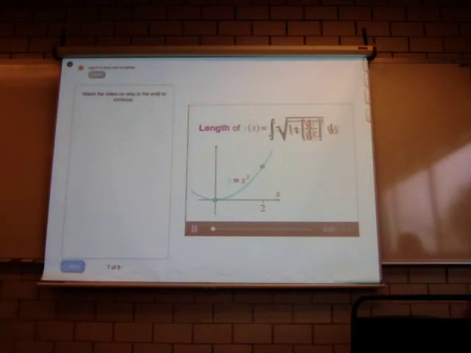Nicely done. First off, you found that the limits of this integral were 0 and 2. You also found an expression for dy dx: y equals x squared, and the derivative of x squared is 2x. Let's plug the 2x in for dy dx in this integral. The square of 2x is 4x squared, and this definite integral is the length of this curve here.